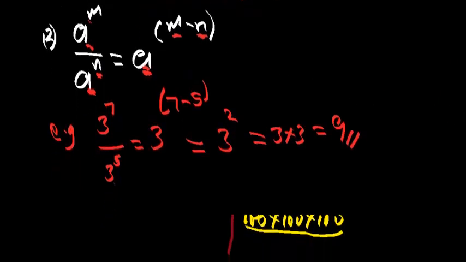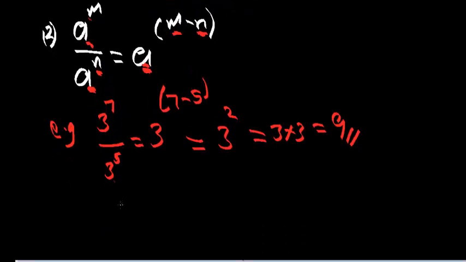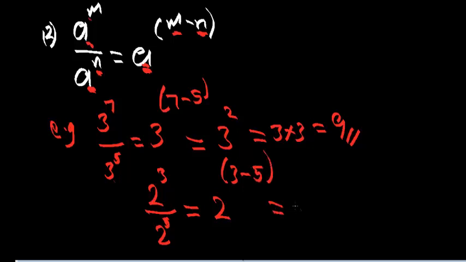Then we proceed. Example 2. If I have 2 exponent 3 dividing by 2 exponent 5, then we are going to get 2, then we are getting 3. That is the index or the exponent of the numerator, which is 3, minus the index or exponent of the denominator, which is 5. So finally we are getting 2, and then 3 minus 5 is negative 2, so we have 2 exponent negative 2.